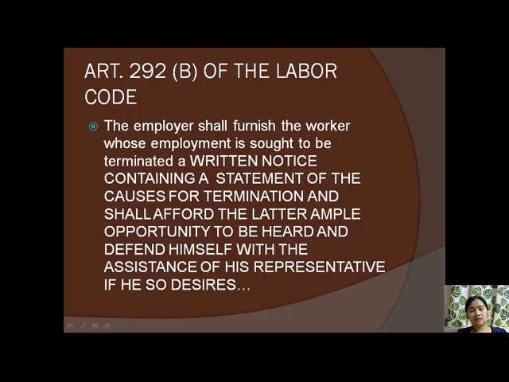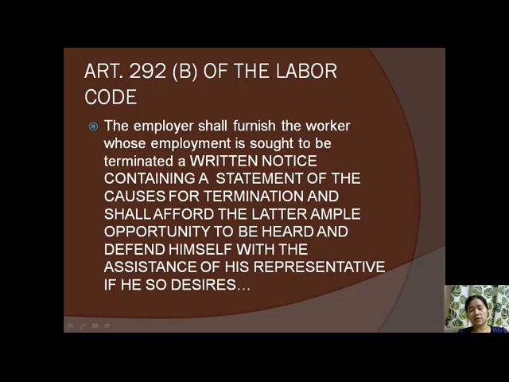The basis for the procedural process is Article 292(b) of the Labor Code. It provides that the employer shall furnish the worker whose employment is sought to be terminated a written notice containing a statement of the causes for termination, and shall afford the latter ample opportunity to be heard and defend himself with the assistance of his representative if he so desires. So again, the requirements of due process: there should be a written notice, that's number one, which contains the statement of the causes for termination.